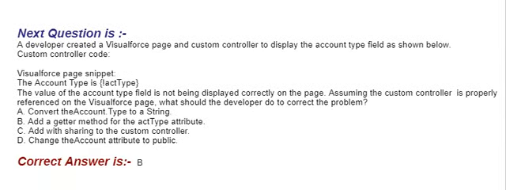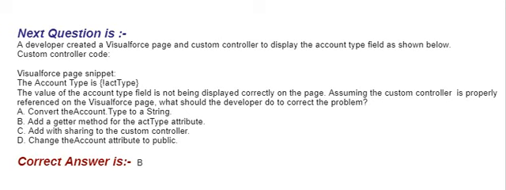The question is, a developer created a Visualforce page and custom controller to display the account type field as shown below. Custom controller code. Visualforce page snippet. The account type is {!acc.type}. The value of the account type field is not being displayed correctly on the page. Assuming the custom controller is properly referenced on the Visualforce page, what should the developer do to correct the problem?